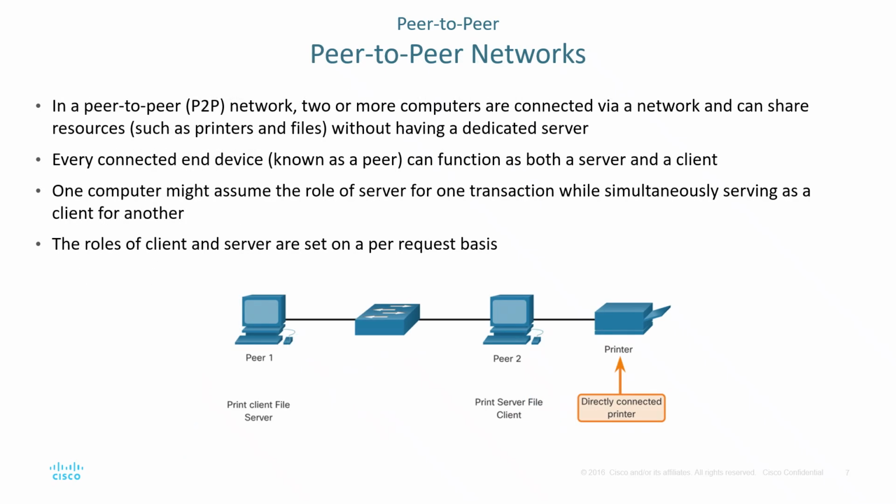Now, in your peer-to-peer network, in a peer-to-peer P2P, two or more computers are connected via a network and can share resources such as printers and files without having that dedicated server. Every connected end device, known as a peer, can function as both a server or a client. One computer might assume the role of server for one transaction while simultaneously serving as a client for another. So the roles of client and server are set on a per request basis.